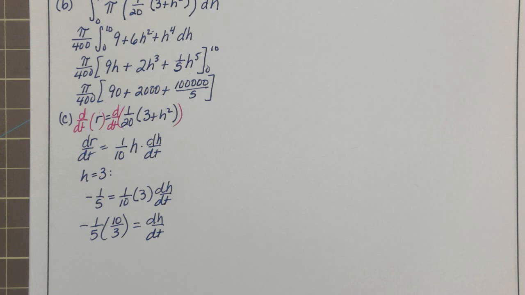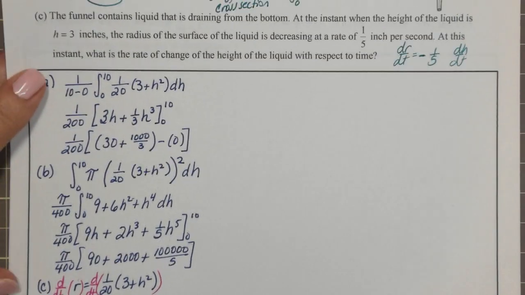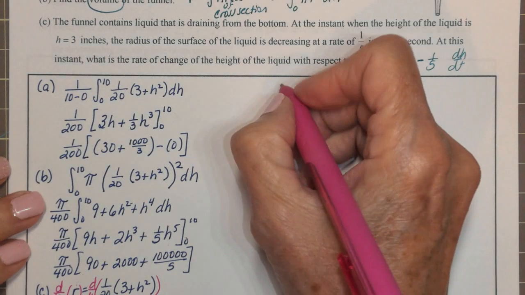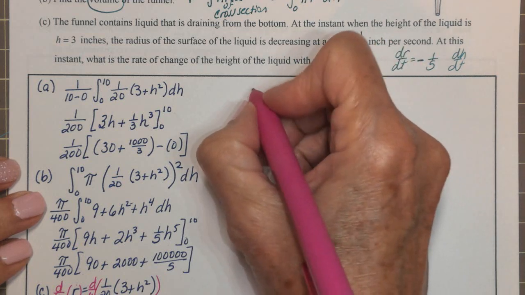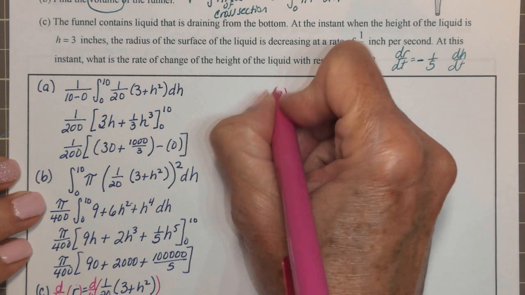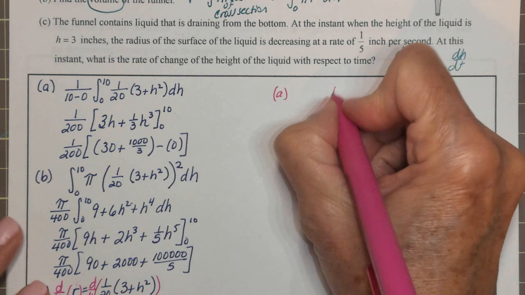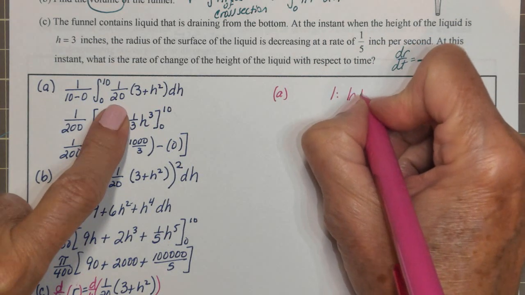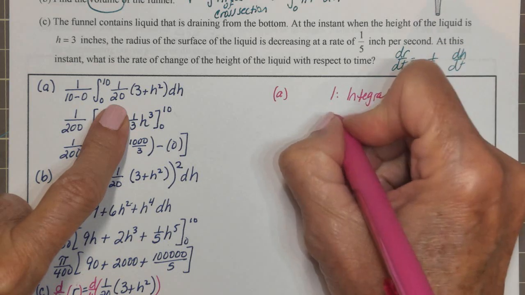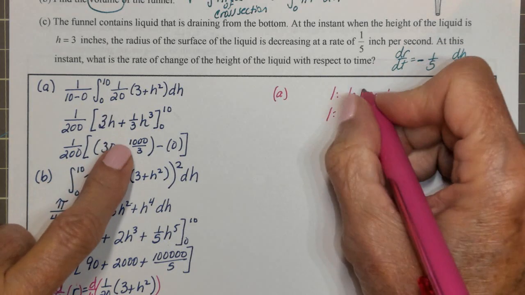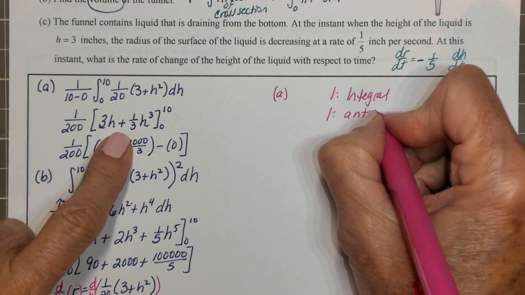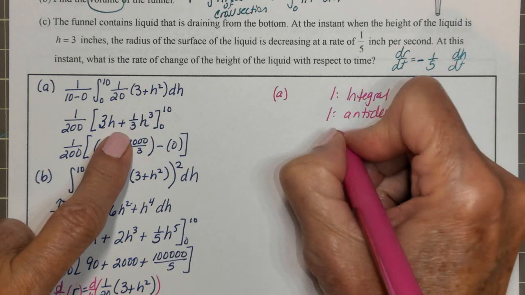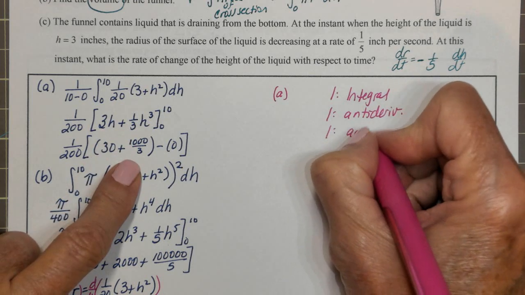I didn't think this problem was bad at all, but globally the students did not agree with me. Let's see how they scored this. 1 point in part A, 1 point for the integral, 1 point for the antiderivative, 1 point for the answer.